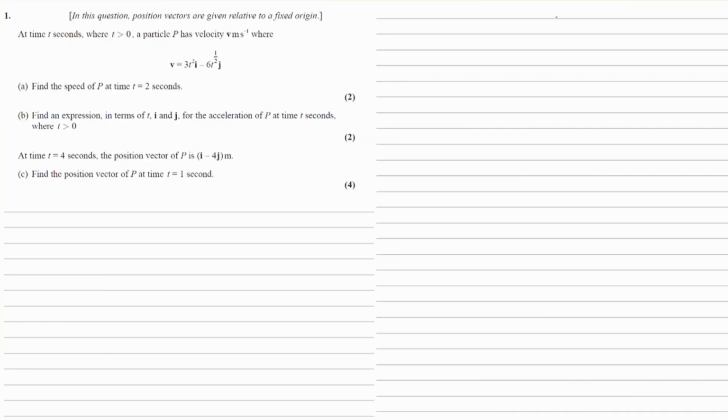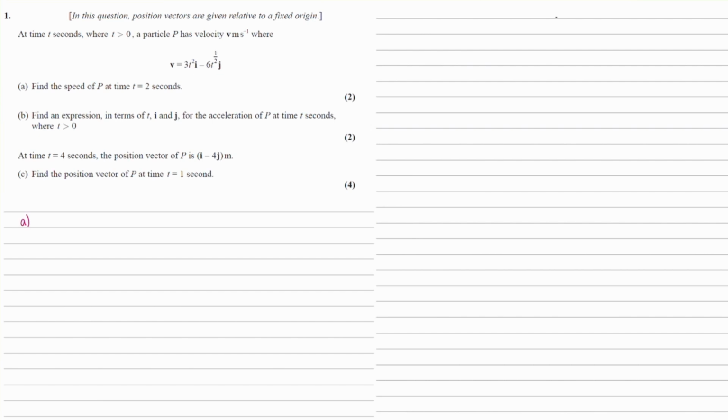In this question we are told, at time t seconds, where t is greater than 0, a particle P has velocity v meters per second, where v is equal to 3t squared i minus 6t to the power half j. Part A, find the speed of P at time t equal to 2 seconds.